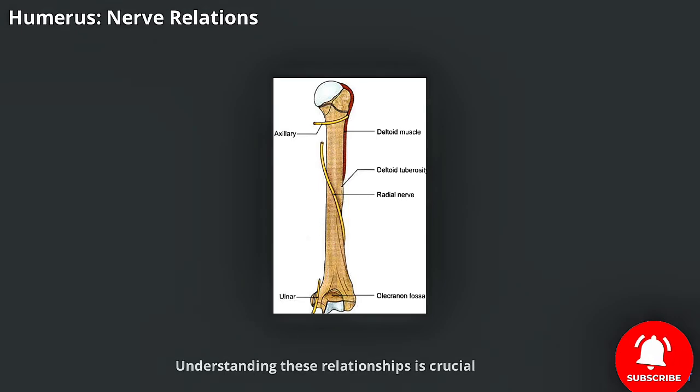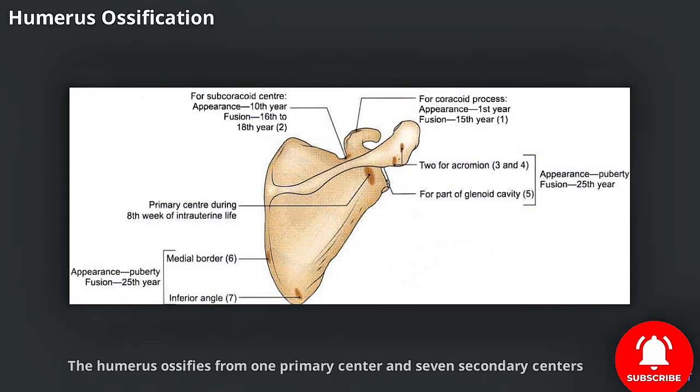Understanding these relationships is crucial for diagnosing nerve injuries following trauma. The humerus ossifies from one primary center and 7 secondary centers. The upper end has centers for the head, greater tubercle, and lesser tubercle, which fuse during childhood. The lower end has centers for the capitulum, trochlea, and epicondyles, with fusion occurring in adolescence.